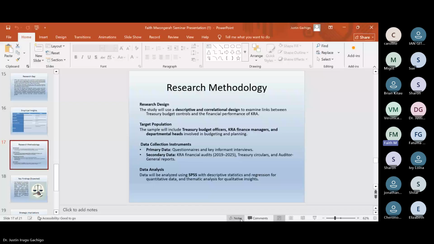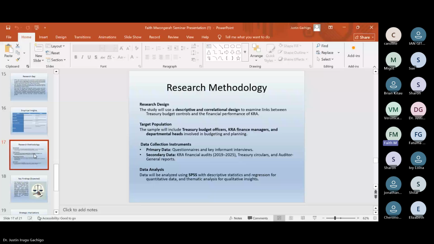My research design: the study will use a descriptive and correlational design to examine links between treasury budget controls and the financial performance of KRA. My target population and sample include treasury budget officers, KRA finance managers, and departmental heads involved in budgeting and planning. I intend to use both primary and secondary data. For primary data, I'll use questionnaires and key informant interviews. For secondary data, I'll use the KRA financial audit. On data analysis, I'll use SPSS with descriptive statistics and regression for quantitative data and thematic analysis for qualitative insights.